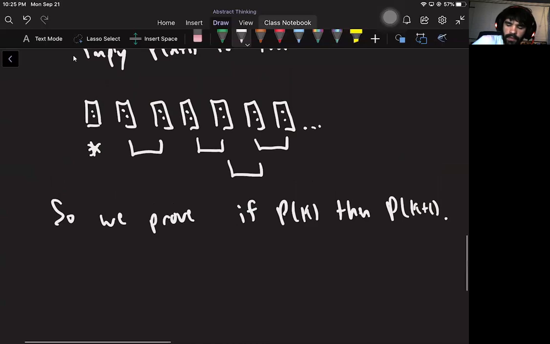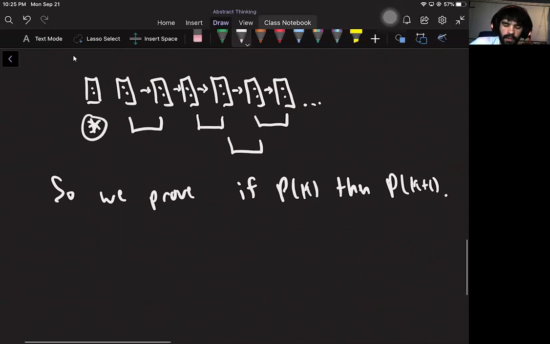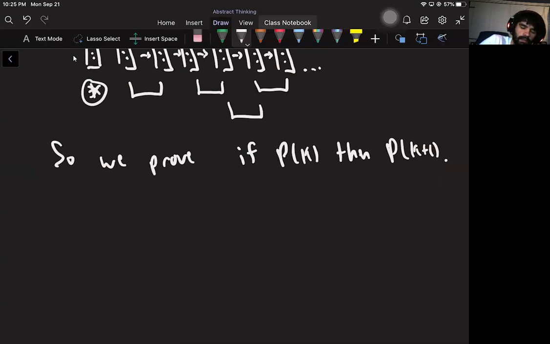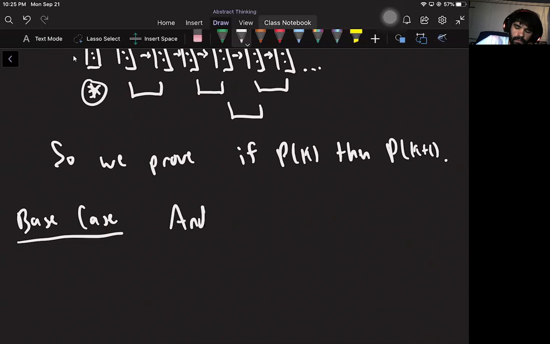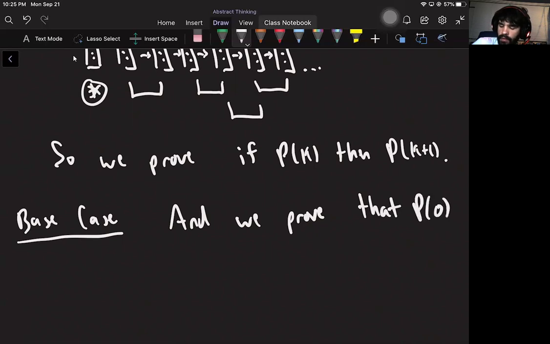Okay, so this little step of proving that every domino knocks over the domino next to it is called the inductive step. This little star, proving that the first domino falls, is called the base case. People will call it other things too, but I'm going to call it the base case. So what we do is we prove that P of 0, or whatever your starting place is, not necessarily 0, but I'm just using this as an example, P of 0 is true.